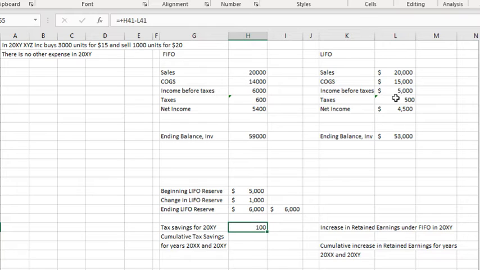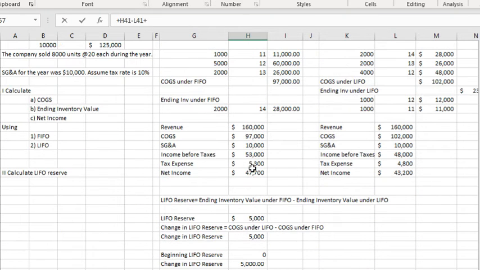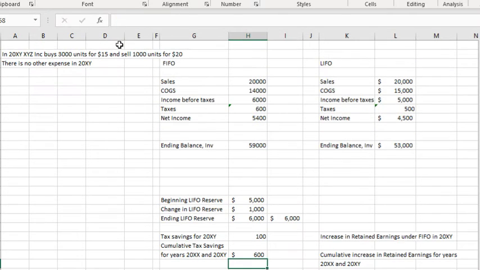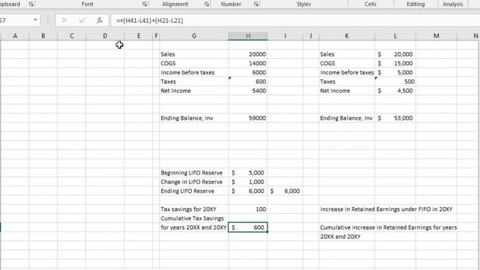The cumulative tax savings for both years is practically the FIFO and LIFO difference in terms of taxes for this year and for the previous year. So maybe I should make that a bit clearer. This part, the second part, is the previous year, and this part is the tax savings of this year. So the cumulative tax savings turns out to be $600.